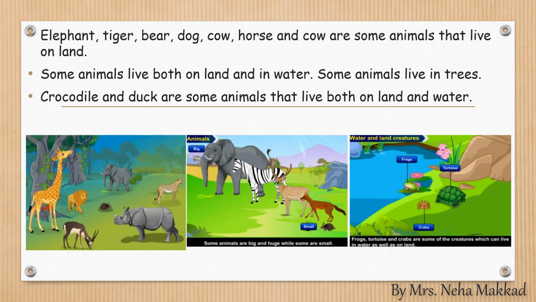And as you can see in the picture, the rabbit or squirrel is a very small animal and the elephant is a very huge animal. Frogs, tortoise, crabs, they are the animals that live both in water as well as on land. So children, animals are really of different kinds and they live in different places.